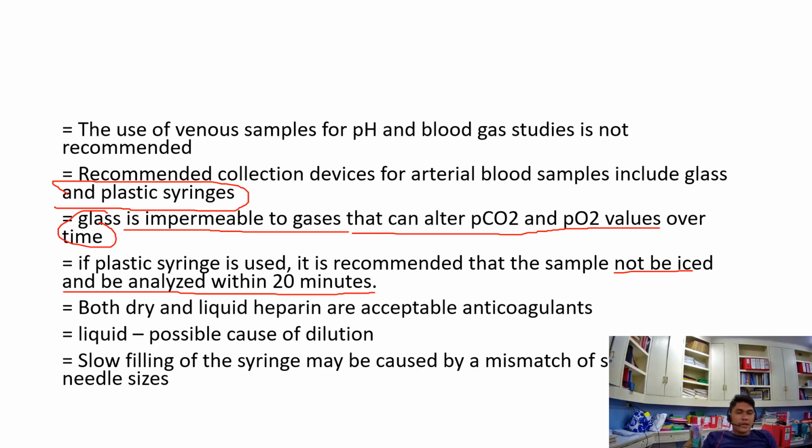Slow filling of the syringe may be caused by a mismatch of syringe and needle size. In the filling of the syringe for arterial blood collection, you don't need to pull the plunger. What fills the syringe is the arterial pressure. The plunger rises on its own because of the arterial pressure. Now, if there's slow filling of the syringe, the possible cause is a mismatch of the syringe and needle size. Maybe you're using a small needle. The standard is 21.